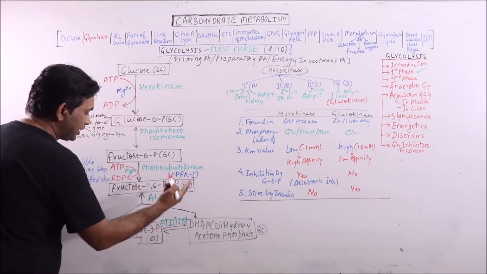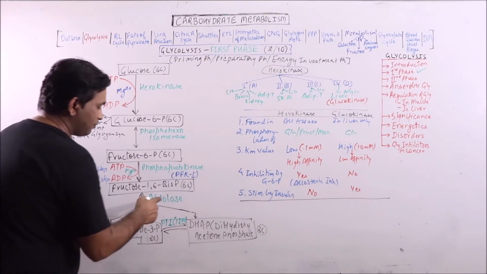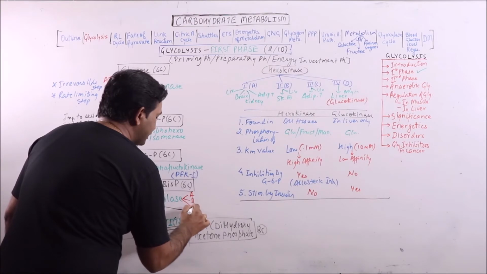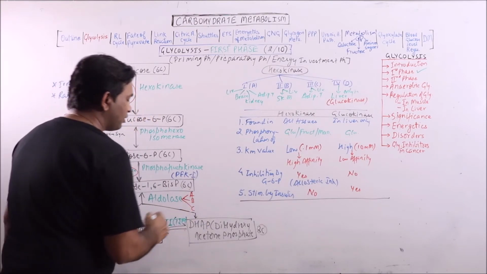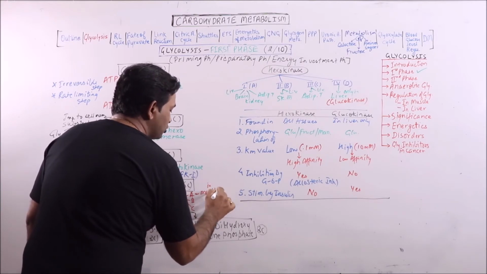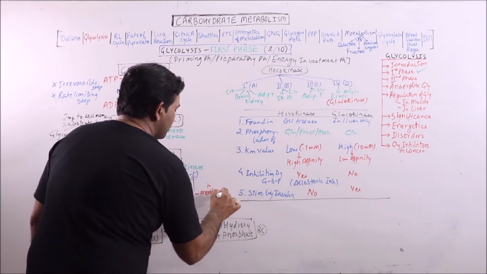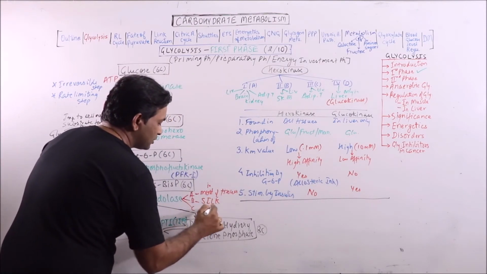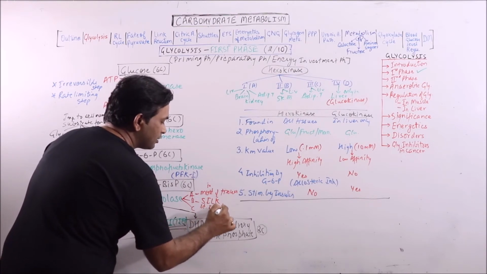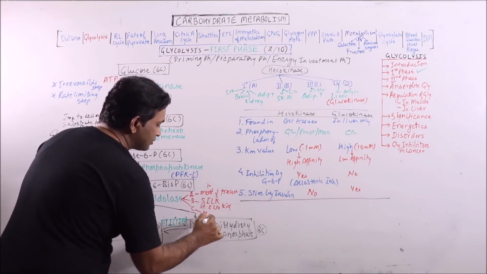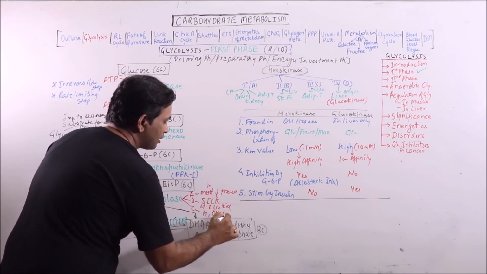Now next step is the breakdown of fructose 1,6-bisphosphate by the aldolase enzyme. Aldolase enzymes also have three forms, A, B and C. A is found in most of the tissues. It is most common. B is found in stomach, intestine, liver and kidney. While aldolase C is found in heart, ovary and brain.